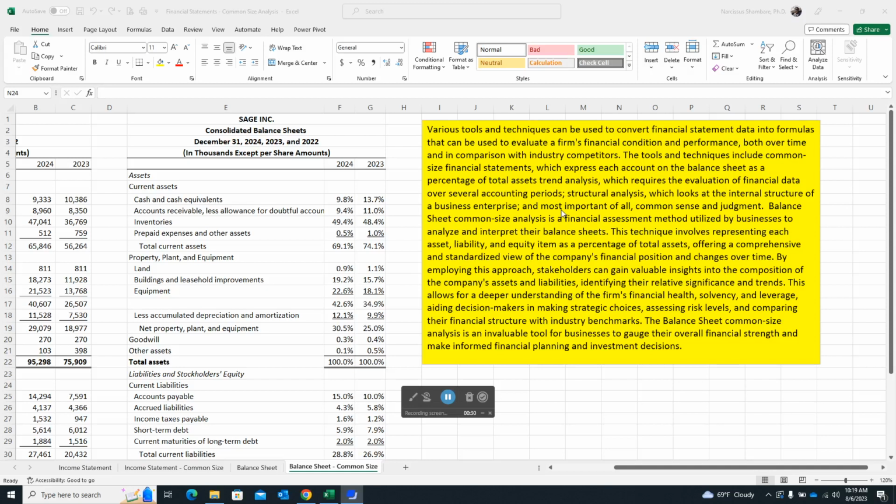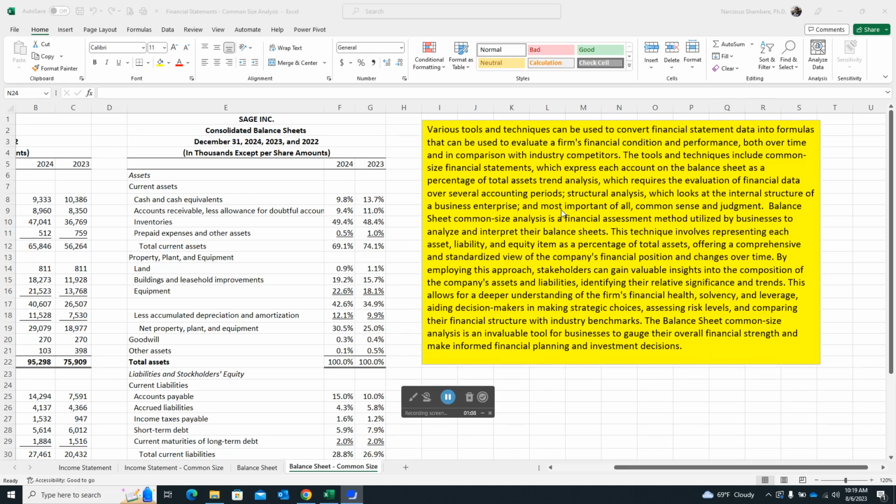Now, the tools and techniques include common size financial statements, which express each account on the balance sheet as a percentage of the total assets, right? And in many cases, we always want to perform this over a number of years. That way we can begin to see any trend that can emerge from that. Again, this requires the evaluation of financial data over several accounting periods, and you tend to find that the structure of the organization will emerge from this almost simplistic picture, right?